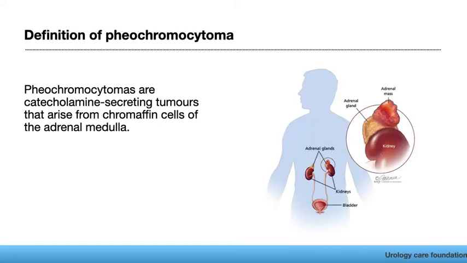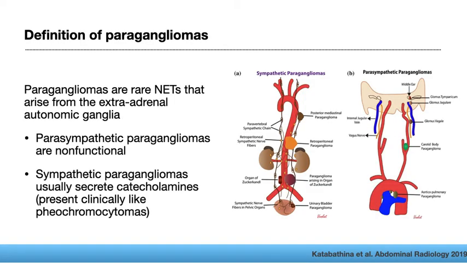So, what's pheochromocytoma? Pheochromocytomas are catecholamine secreting tumors that arise from chromaffin cells of the adrenal medulla. And as we can see in the image here, they are only located in the adrenal gland. On the other hand, paragangliomas are rare neuroendocrine tumors that arise from the extraadrenal autonomic paraganglia. They are subdivided into parasympathetic and sympathetic paragangliomas.